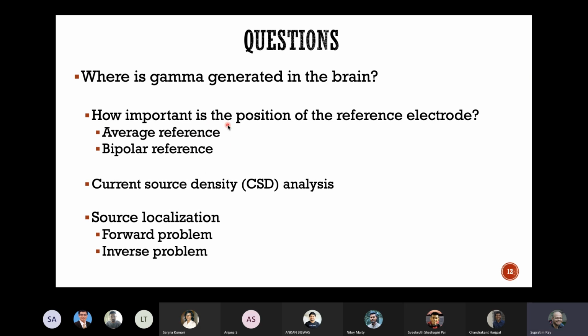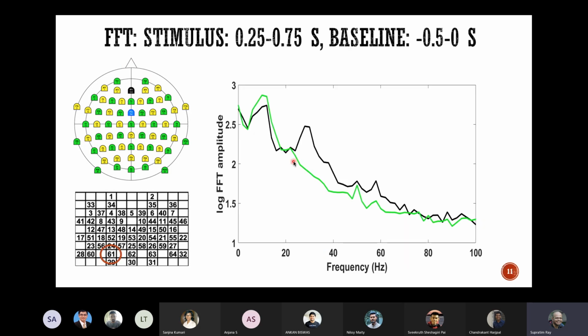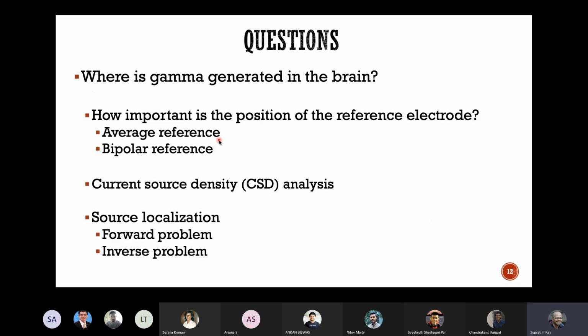Another important question is: does it matter where I put my reference electrode? Remember, in these settings, there's a reference electrode. This is the reference electrode. If I use a different reference, will that change the response? That's another question that we are going to address. We are going to briefly talk about current source density, and then mostly we'll talk about source localization. So these are what we are going to discuss in the next few classes.